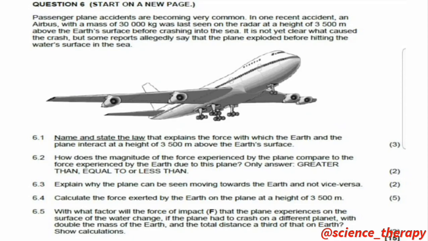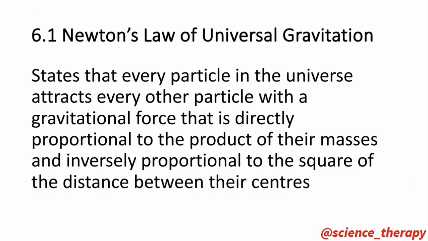Then 6.1 says, name and state the law that explains the force with which the Earth and the plane interact at a height of 3,500 meters above the Earth's surface. So we know obviously what law we are talking about here. For 6.1, we are talking about Newton's law of universal gravitation, which states that every particle in the universe attracts every other particle with a gravitational force that is directly proportional to the product of their masses and inversely proportional to the square of the distance between their centers, right?